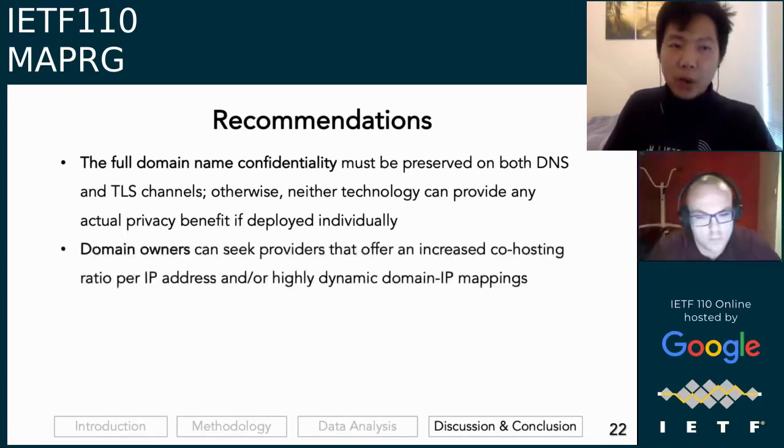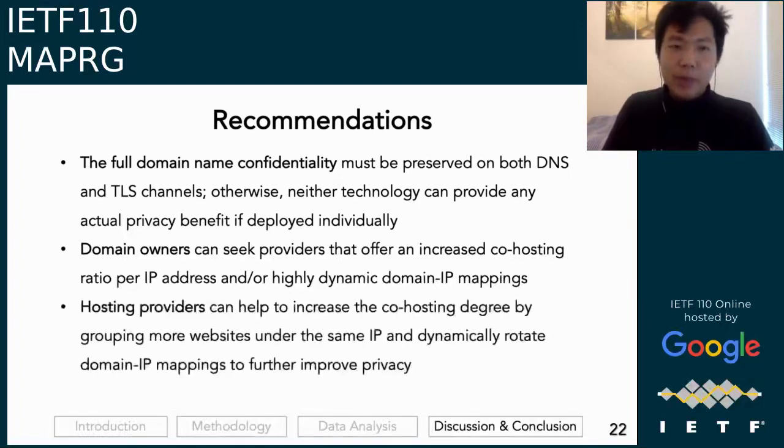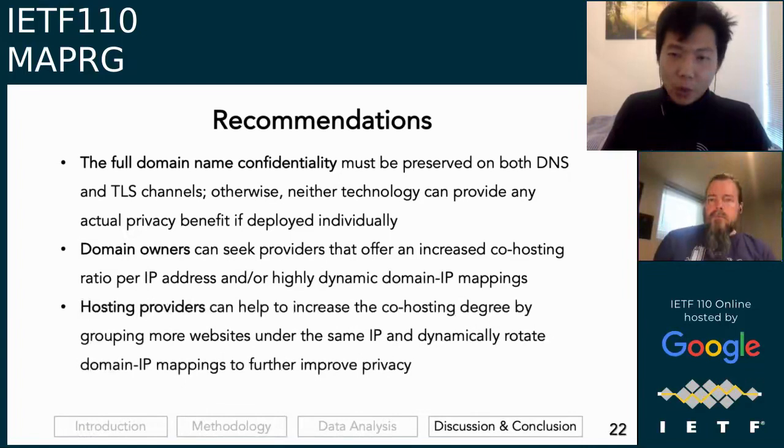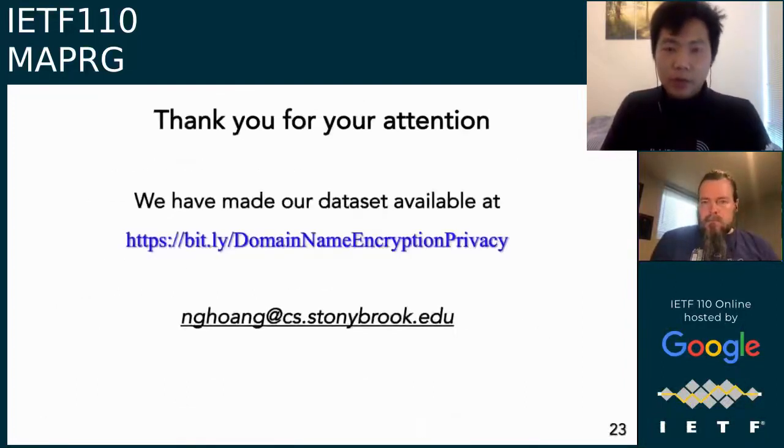And for domain owners, they can seek providers that offer a high co-hosting degree per IP address, or a highly dynamic domain to IP mapping. And finally, hosting providers can help increase the co-hosting degree by grouping more websites under the same IP, or frequently rotating domain to IP mappings to further improve the privacy benefit offered by domain name encryption.